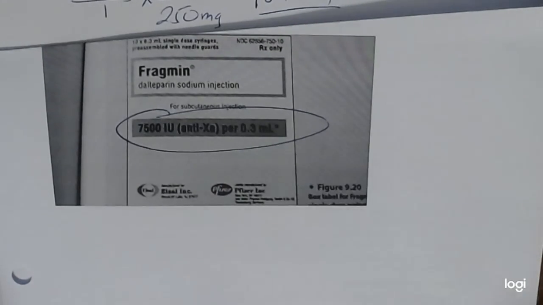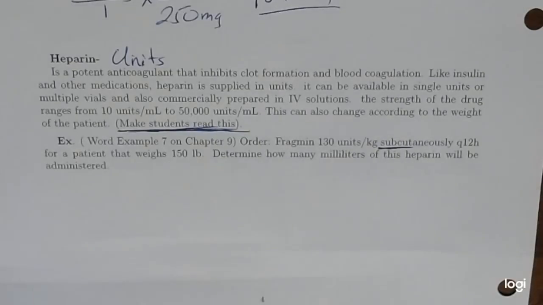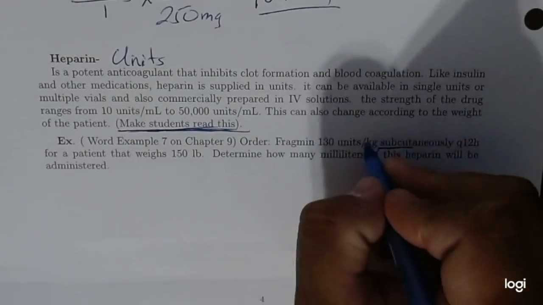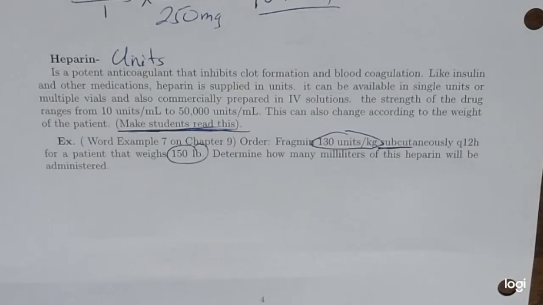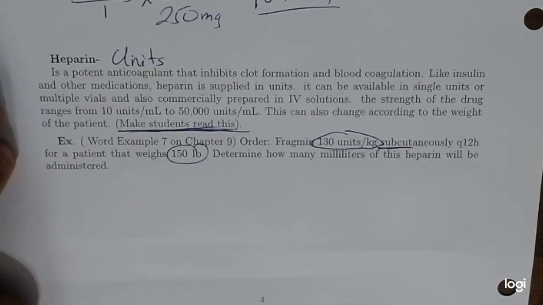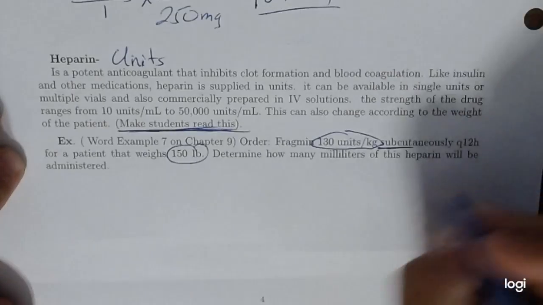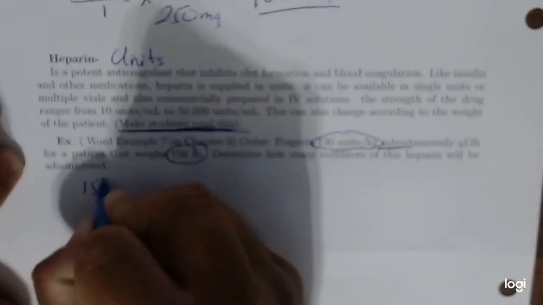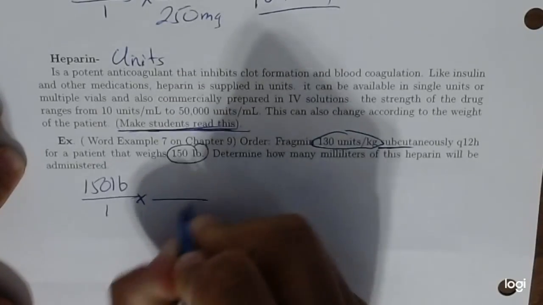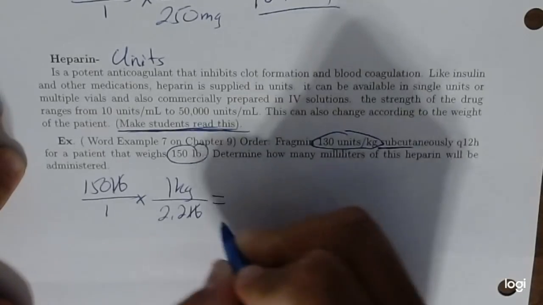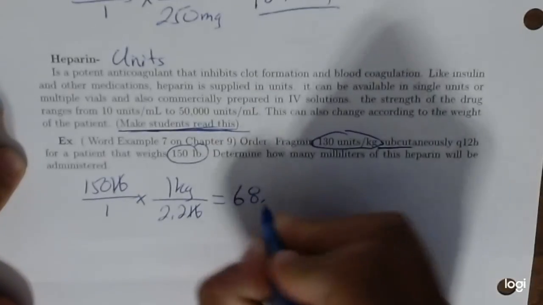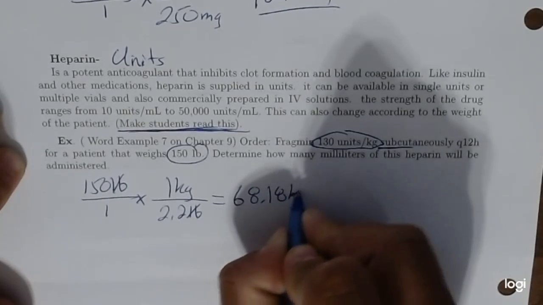But we have a problem. We're told the order is in units per kilogram, and the weight is also not in kilograms, it's in pounds. So that means we have to do one quick thing. We have to convert all that fun stuff first. So first off, we have 150 pounds. So this should be about 68.18 kilograms.